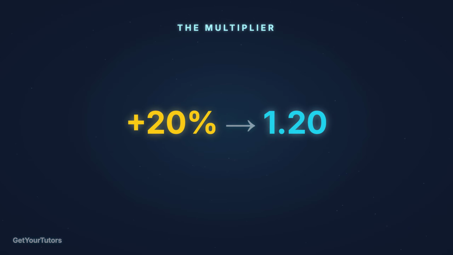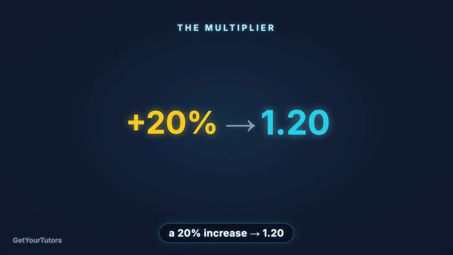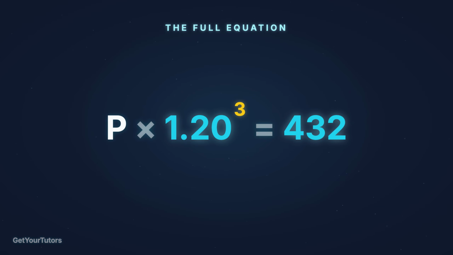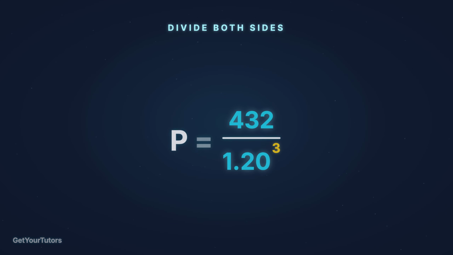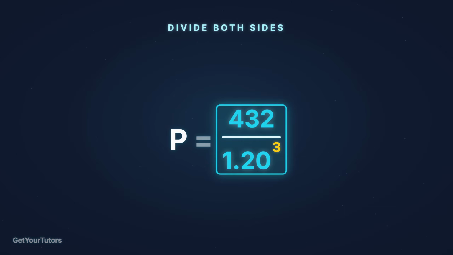A 20% increase means the decimal multiplier is 1.20. Put this into your algebraic equation. So, the original amount p multiplied by 1.20 cubed equals £432 total. The 1.20 cubed is attached to the unknown p. We must move it over to the right side. To solve for the original amount, simply divide both sides of the equation by 1.20 cubed.